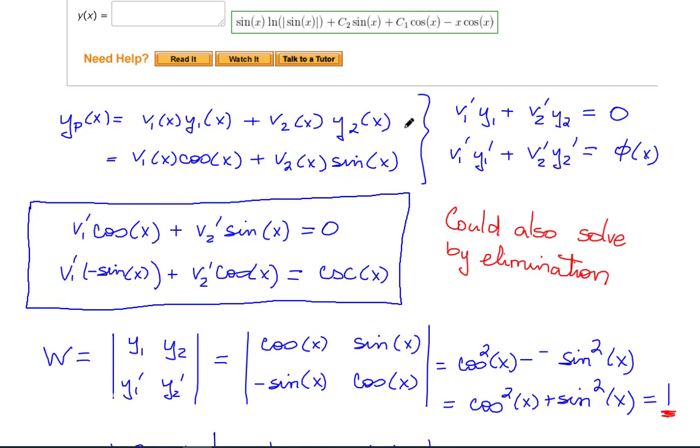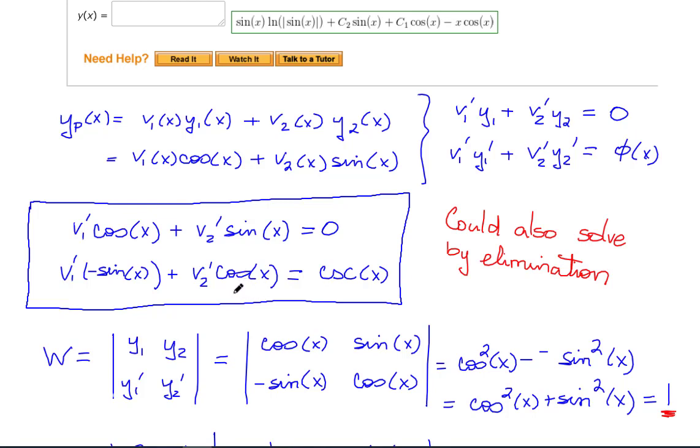Well, plugging it into our problem and going into the theory, we see v1 prime y1 plus v2 prime y2 is 0, and v1 prime y1 prime plus v2 prime y2 prime has to be our driving function. So this thing I've written on the right hand side is our driving function. So what we get when I fill in this information, here's our y1, y2. The derivative of cosine is minus sine. Derivative of sine is cosine.